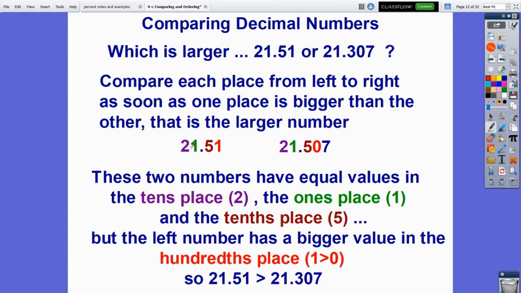Okay. So 21.51 is just a little bit bigger, right? Because it's bigger in the hundredths place than 21.507.